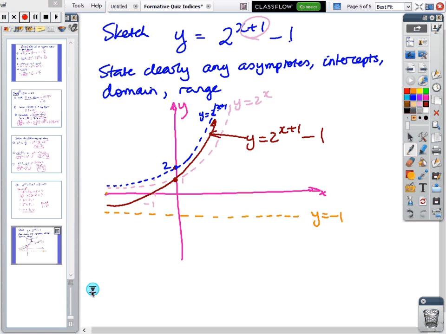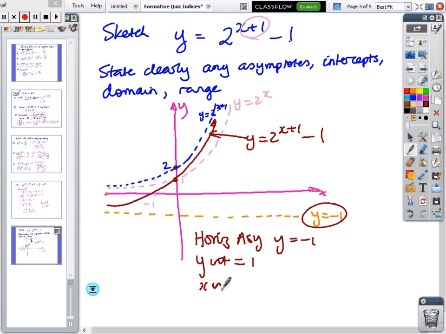Okay, asymptotes. So we've got a horizontal asymptote, y equals minus 1, the floor. There's no vertical asymptote. The y-intercept equals 1 because it started at 2 and dropped down. The x-intercept we have to calculate. So we've got 0 equals 2 to the x plus 1 minus 1. So 2 to the x plus 1 equals 1, which is 2 to the 0. x plus 1 equals 0, x equals minus 1. So it goes through right there.